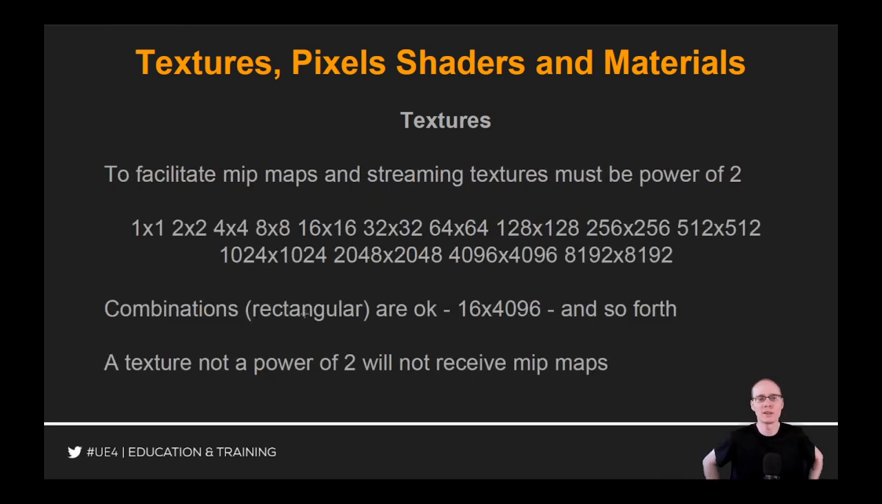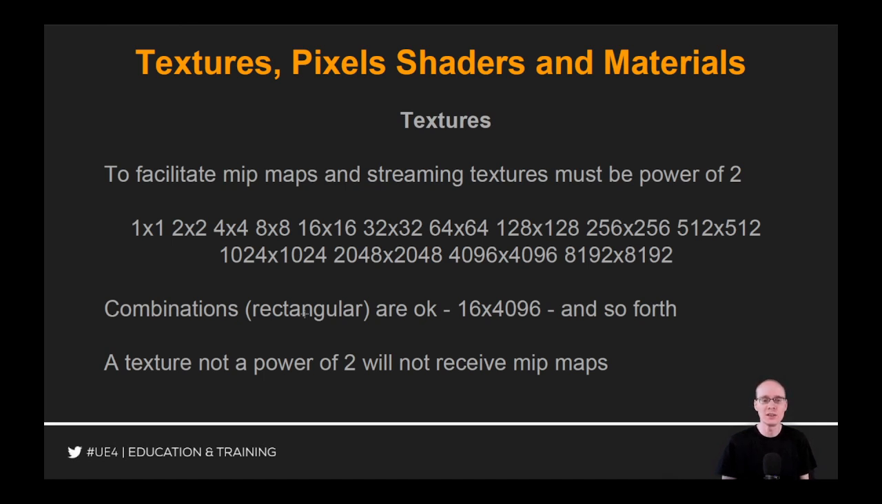So in order to facilitate texture streaming and mipmaps as well, we have to have textures that are a power of 2. This is where the power of 2 requirement comes from. So any size you see displayed here is acceptable. So 1 by 1, 2 by 2, 4 by 4, 8, 16, 32, 64, 128, 256, 512, 1024, 2048, 4096, and 8192 are all acceptable. Any combination of these numbers is acceptable.